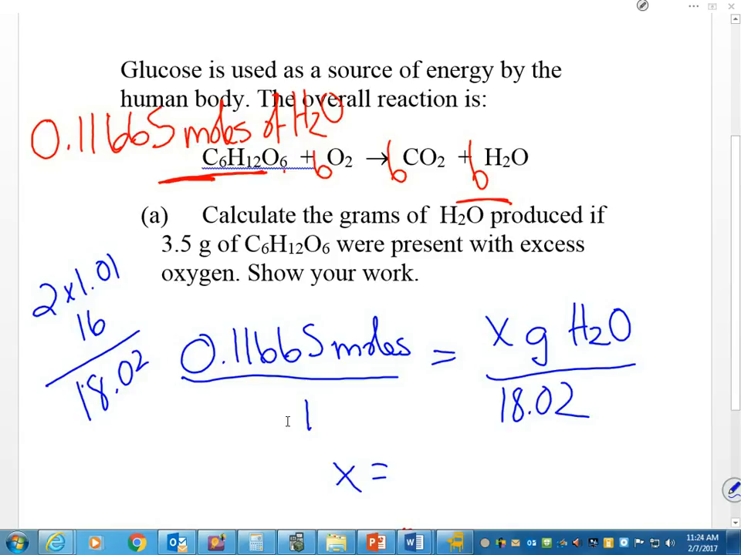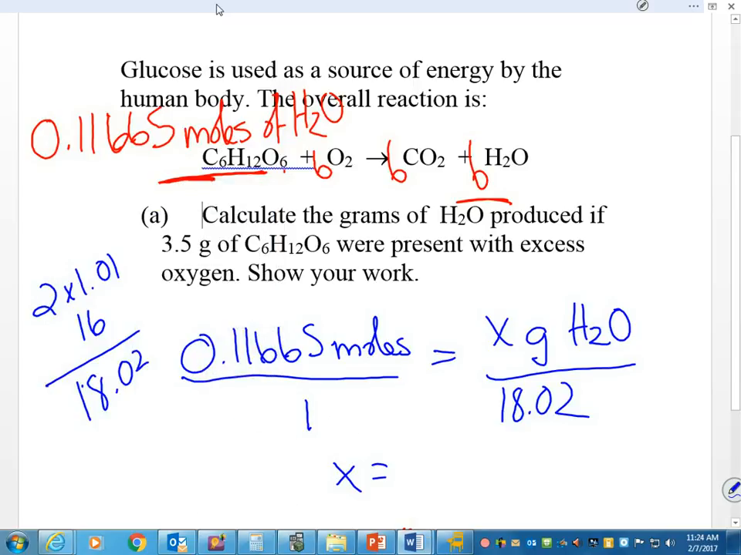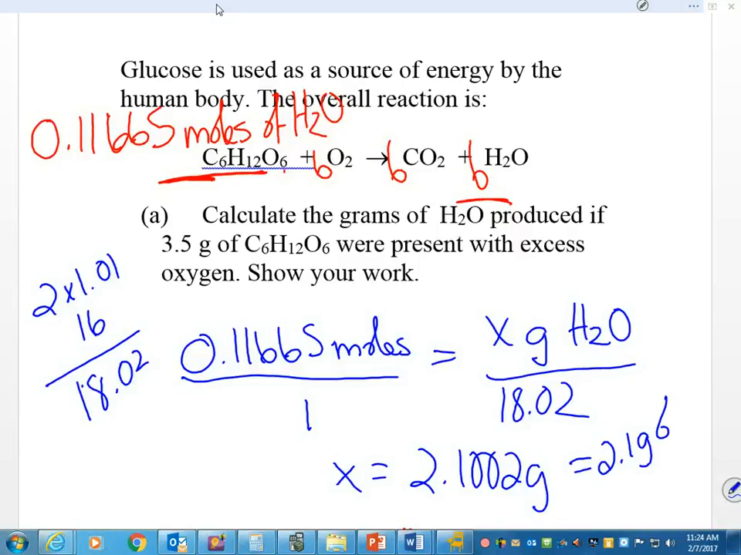I get x is equal to 0.11655 times 18.02. Gives me 2.1002. Now, how many sig figs can I have? 2. So my answer is 2.1 grams of H2O. You should always put what substance you calculated in your answer. Okay?